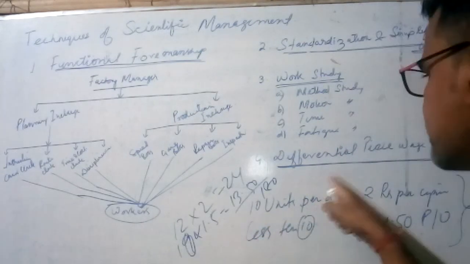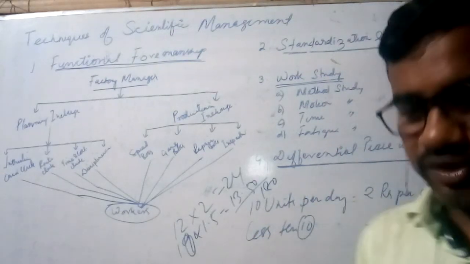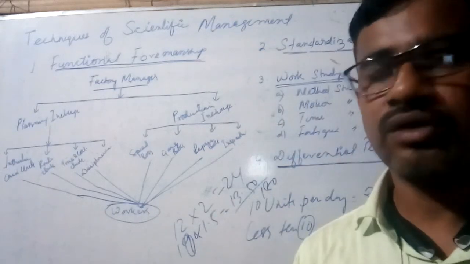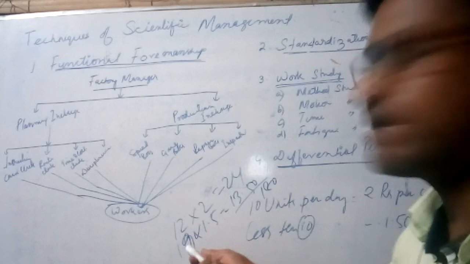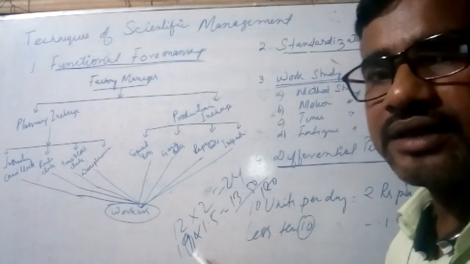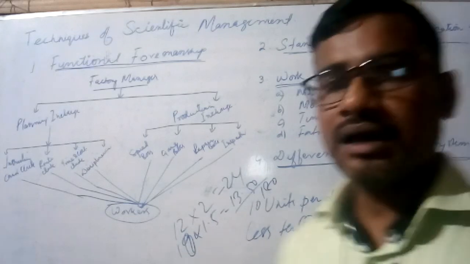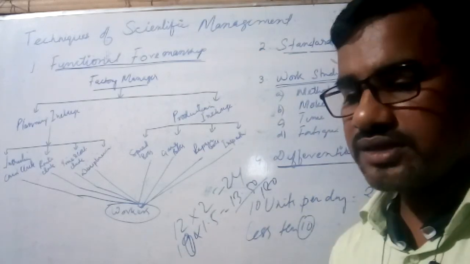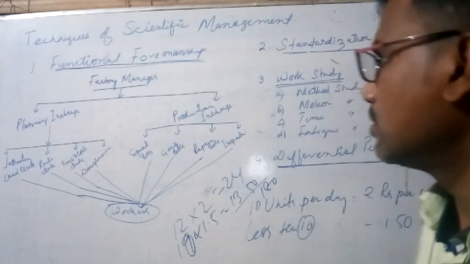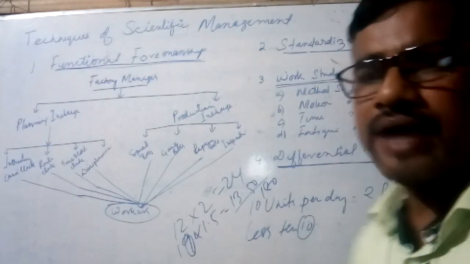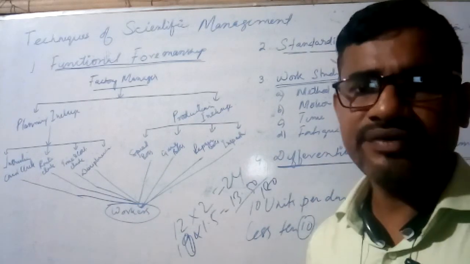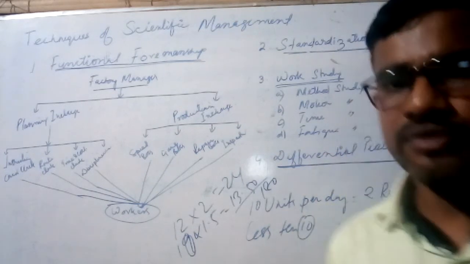So this is the system of differential piece wage system, by which it is helping the workers to work more. Everybody will try to produce at least 10 units per day, because he will be getting 2 rupees per unit, and if it is less than 10, then he will get 50 paisa less per unit. So this is said to be a differential piece wage system. So these are 4 techniques by which you can bring the scientificness in your management procedure. Thank you.